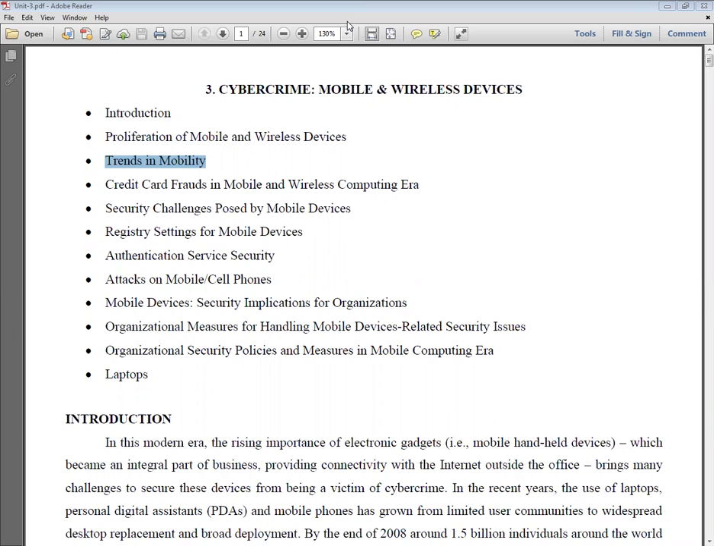So coming to the introduction part. In this era, in this situation, there is the rising importance of electronic gadgets. Electronic gadgets means something like tools, something like machines, like handheld devices. So let us consider a mobile. A mobile is called an electronic gadget. It's nothing but a device. It's a hand-held device.